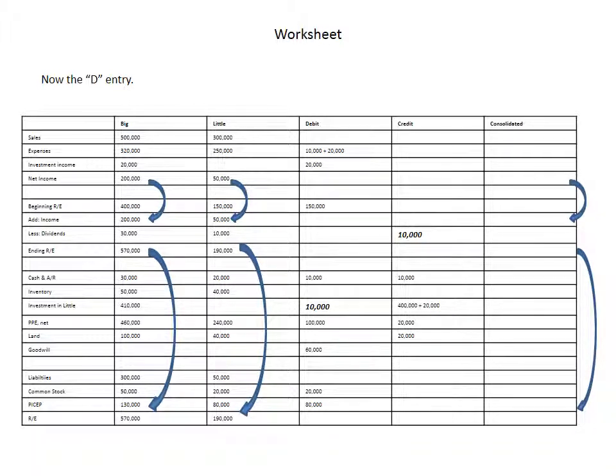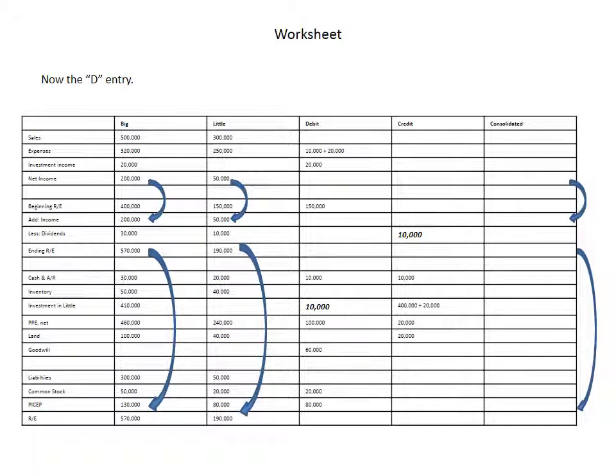Our final elimination entry is the D for dividends entry. We eliminate the subsidiary's dividends declared with a credit. Again, the dividends declared account is a debit account. It reduces equity. So to eliminate it, we credit the dividends declared and debit investment in little.